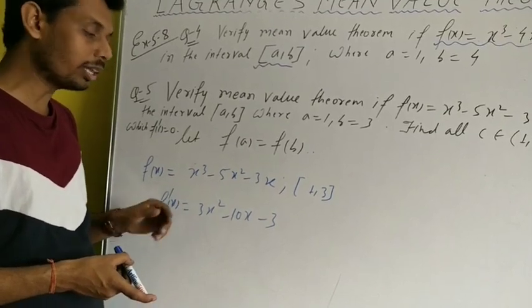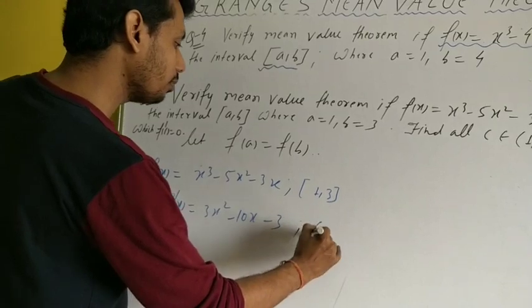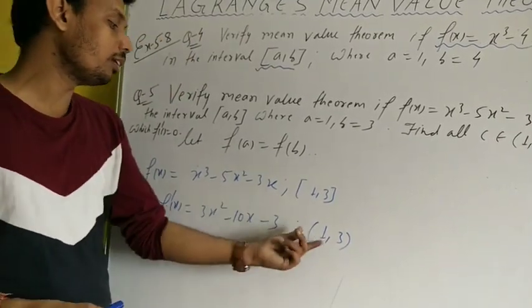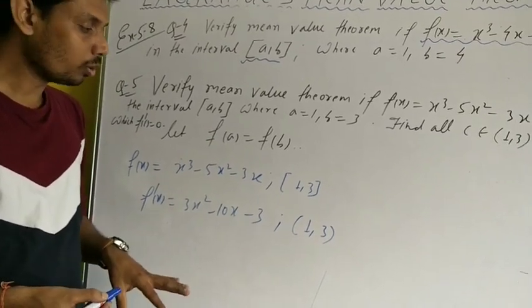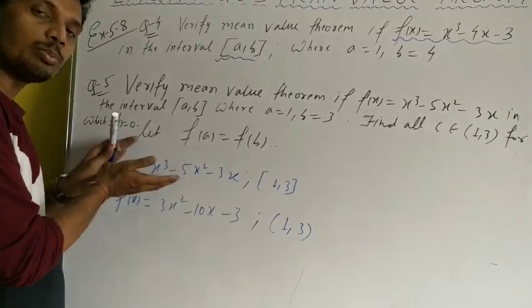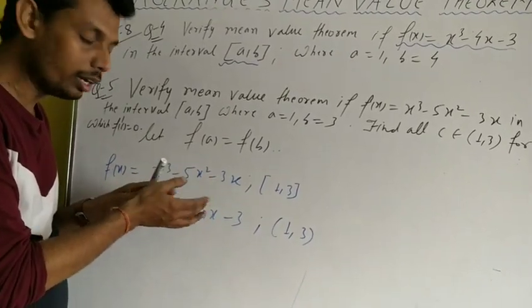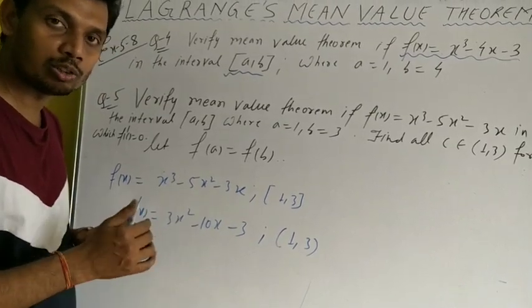Second part, we have determined the value of f dash x, and f dash x clearly exists in the open interval 1 comma 3. That is, if we substitute any value of this interval in this f dash x, we will get a finite value. So the condition of continuity in the closed interval is being satisfied. The condition of differentiability in the open interval is also being satisfied.